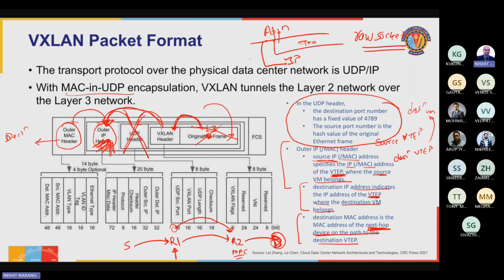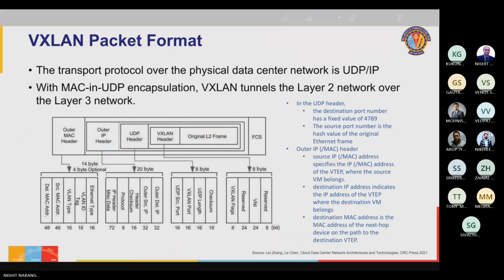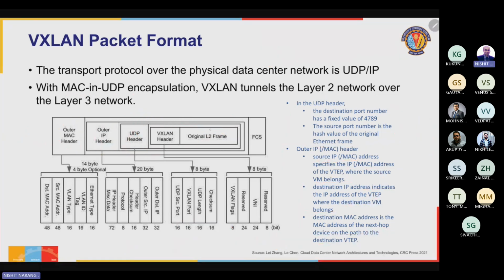So you see this original L2 frame. TCP will be somewhere within this. If I blow up this original L2 frame, it will be L2 header, followed by L3 header, followed by TCP header if TCP is required, and then the application payload. So if the tenant network requires reliability, the TCP will already be there in this original L2 frame. I don't need a double overhead of TCP.